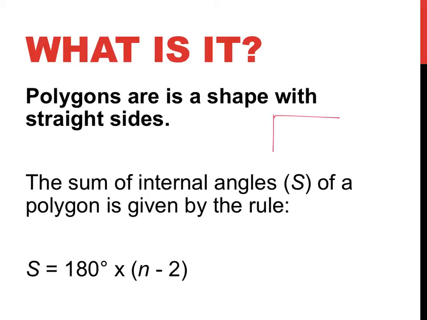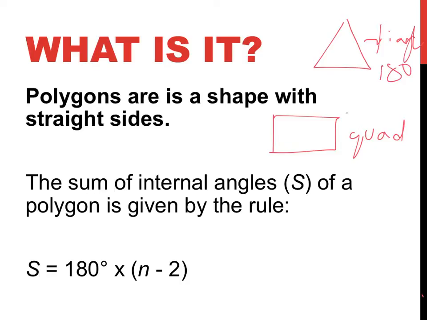This here, rectangle, it's a polygon, okay? It has four sides. We also know that that means another name for it is a quadrilateral, okay? This here is a polygon. We know another name for it is a triangle, okay? We know the interior sum of that is 180. We know the interior sum of angles of that is 360.